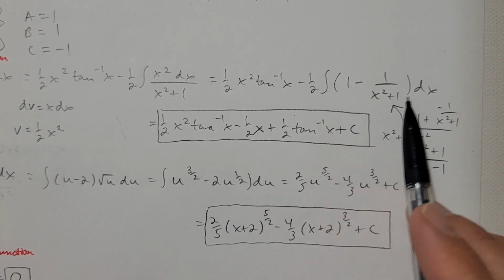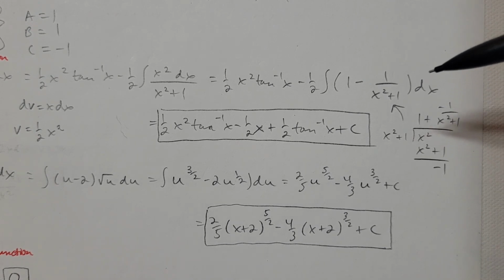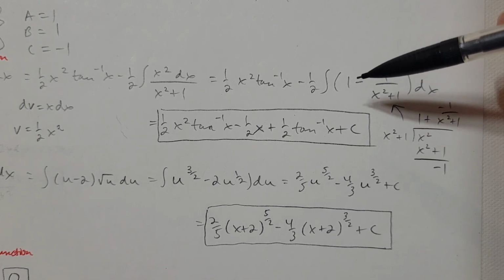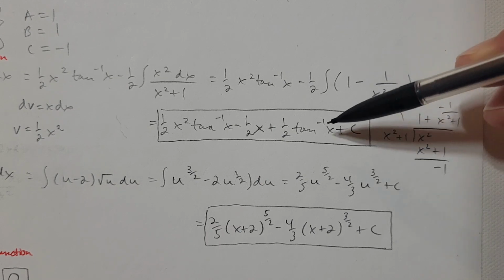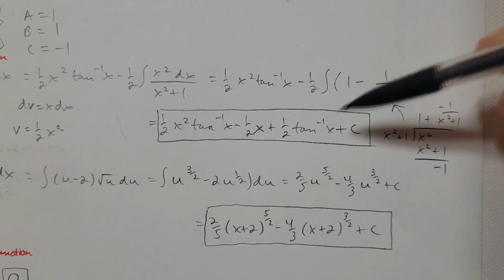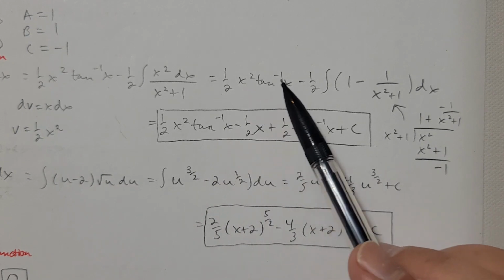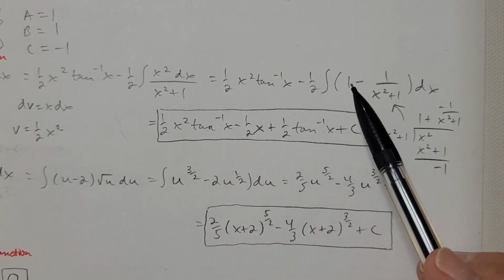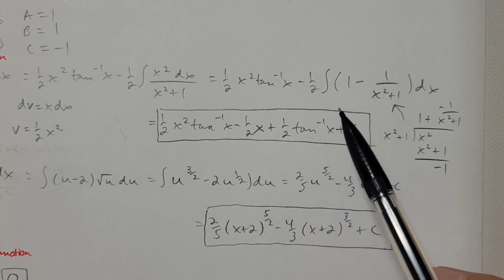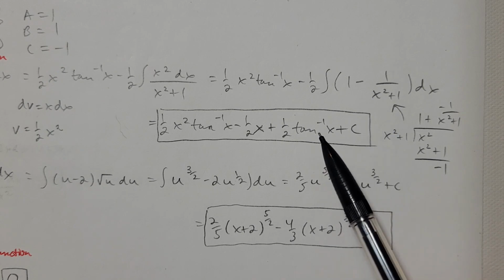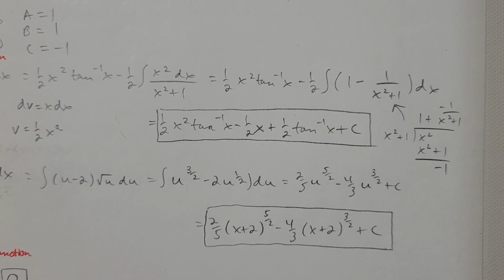Okay? So I got this line kind of rewritten here again with the division process shown. And now I want to find the antiderivative of 1 minus 1 divided by x squared plus 1. Well, the antiderivative of 1 is x, right? The antiderivative of 1 over x squared plus 1, that's tangent inverse of x. Okay, so we can go right to the answer. We're going to have 1/2 x squared tangent inverse of x from this part, minus 1/2 x, and then plus, negative times negative is positive, 1/2 times tangent inverse of x, plus a constant. That'd be the answer there.